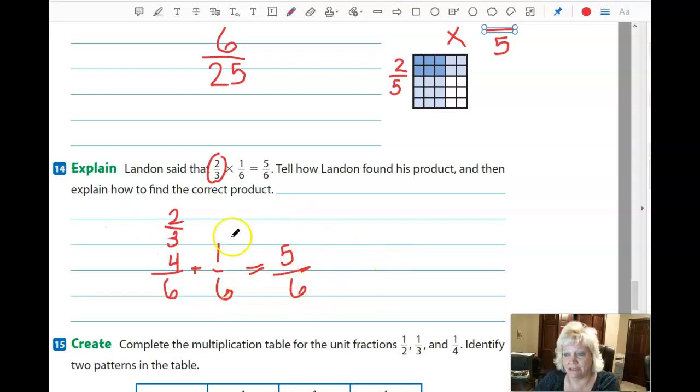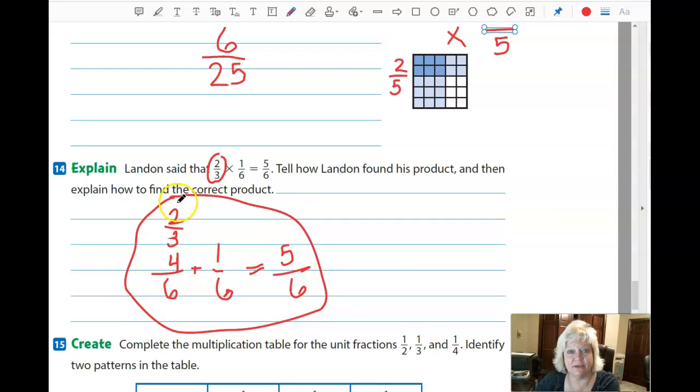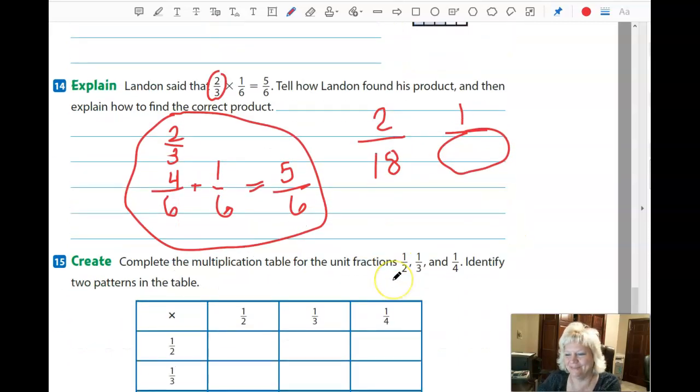As long as you can write something down there, maybe write this all down and write, this is the mistake. And then it says, how would you do the correct one? You multiply the numerators, you multiply the denominators. So the correct answer would be 2/18. Now I want you to know that both of these are even numbers. Even numbers are like 2, 4, 6, 8, 10, 12, 14, 16, 18. So we can divide both of them by 2. So 2 divided by 2 is 1. 18 divided by 2 is something. You write it in there.